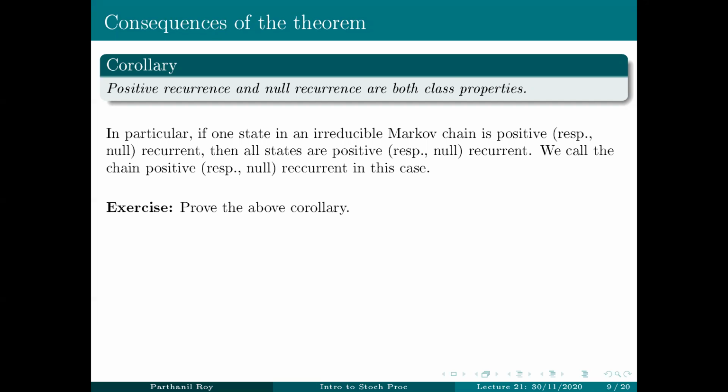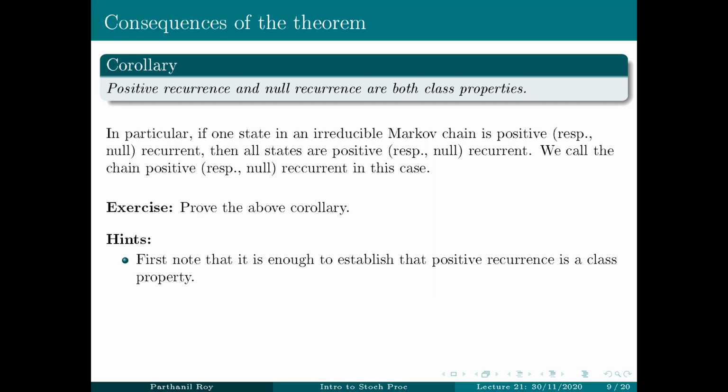I give it as an exercise to you to prove this corollary. I'm not proving it for you. I give some hints. There are actually multiple ways of doing it, but I want you to do it using the last theorem that we proved. First, observe that it is enough to establish that positive recurrence is a class property. Why? Because recurrence is already a class property. So if positive recurrence is a class property, then automatically null recurrence also has to become a class property. There is no other way. Check it yourself or convince yourself that this is the case.